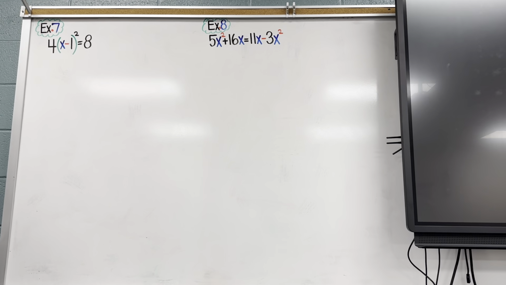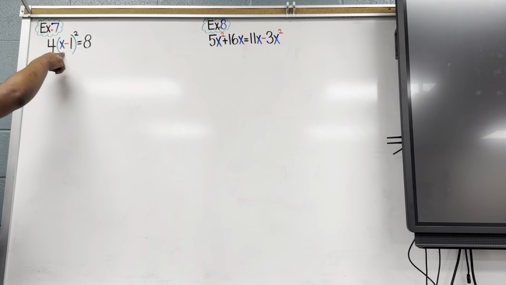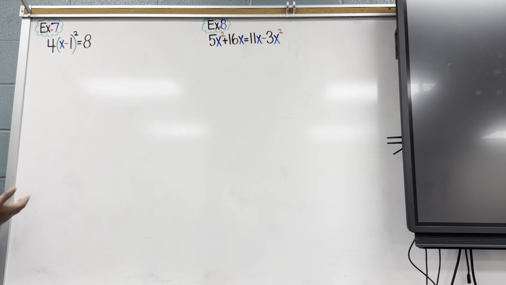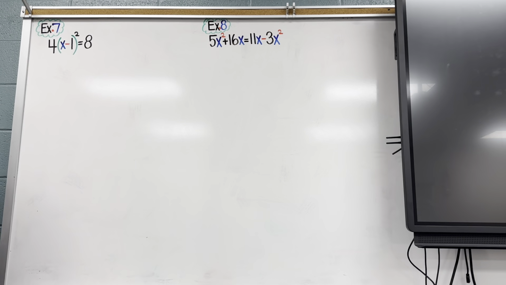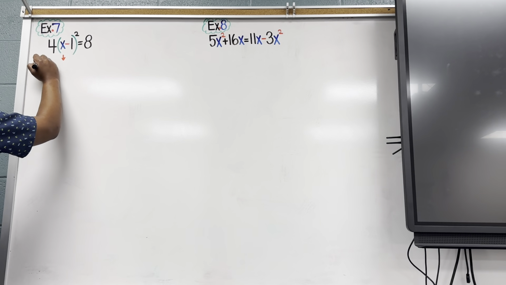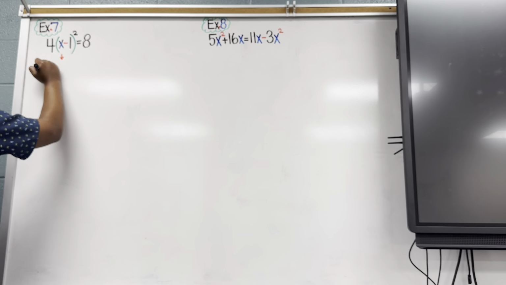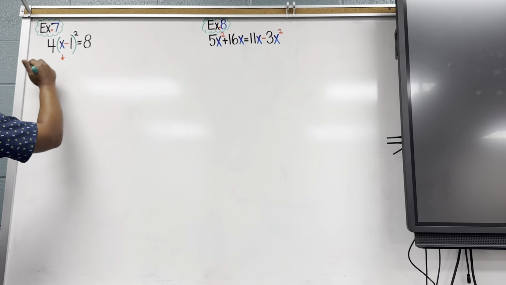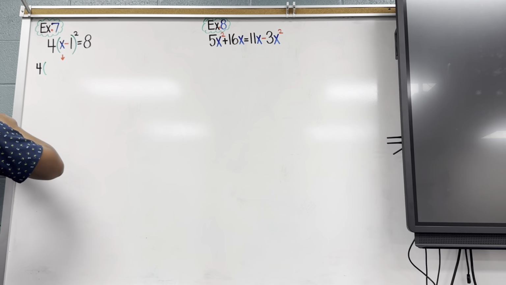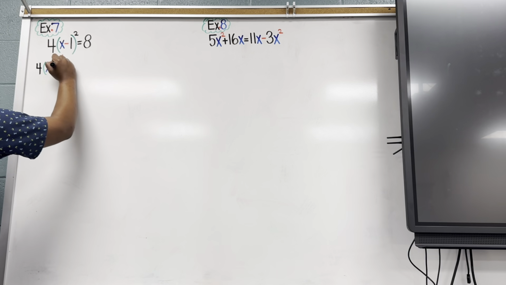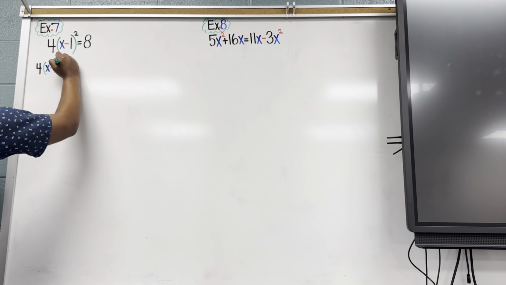The first thing we need to do is factor this part out, and move 8 to the left side with everything else so the whole quadratic equation equals 0. So let's factor. I'm going to have 4 times (x minus 1) to the second power. So we're going to have 2 parentheses of x minus 1. It's going to be 4 times (x minus 1) times (x minus 1), just like this.